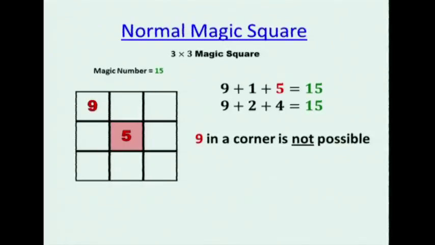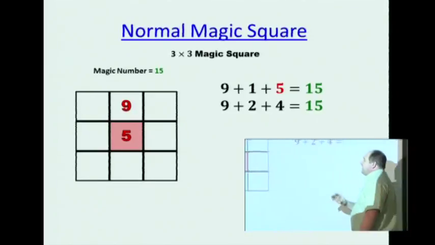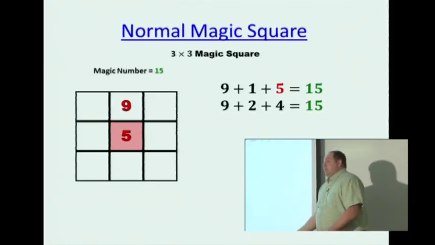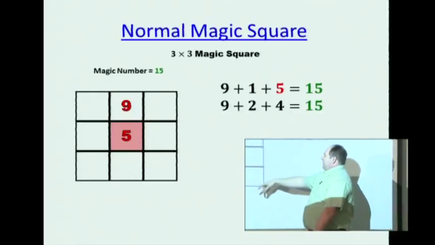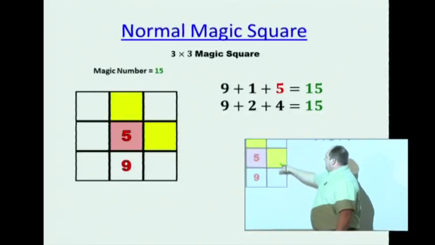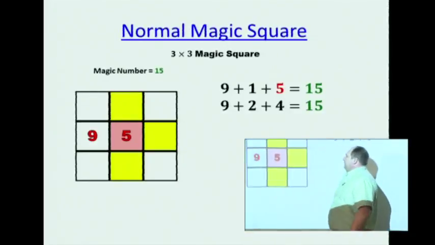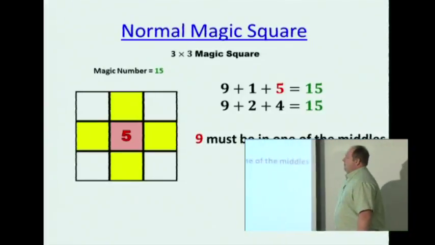So if I put it in a corner, I'm in trouble, right? Because it would have to get used once, twice, 3 times. That means 9 cannot be in a corner. And if it can't be in a corner, and it can't be in the middle, because 5's already there, it has to be here, or here, or here, or there. So 9 must be in one of the middles.